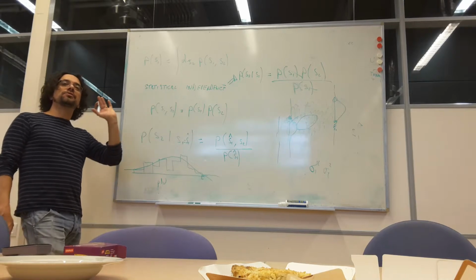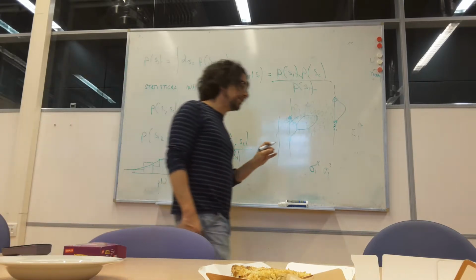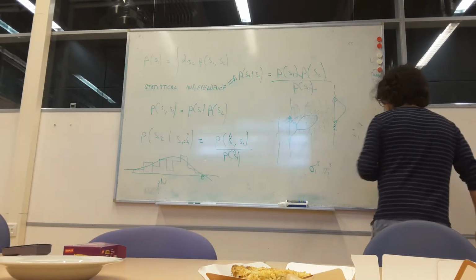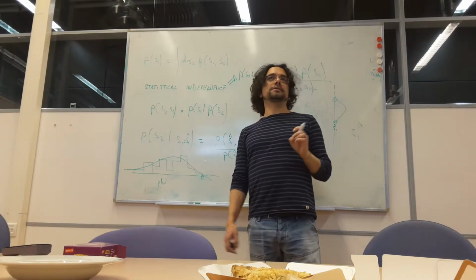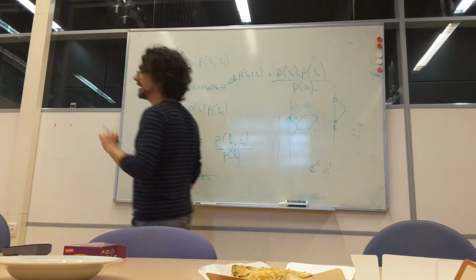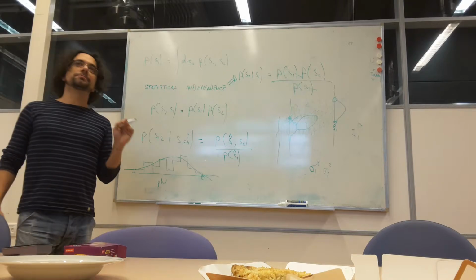This is one interpretation of the meaning of probability. And this is called the frequentist interpretation.